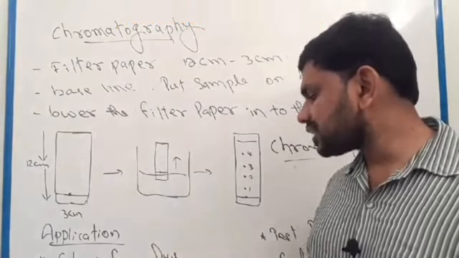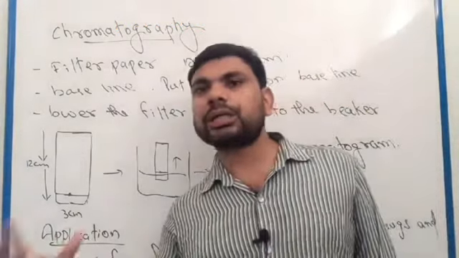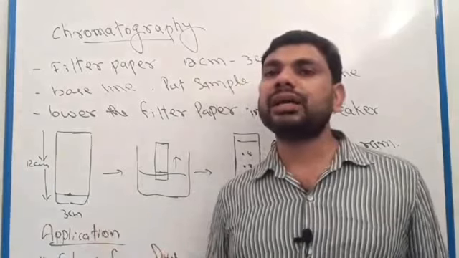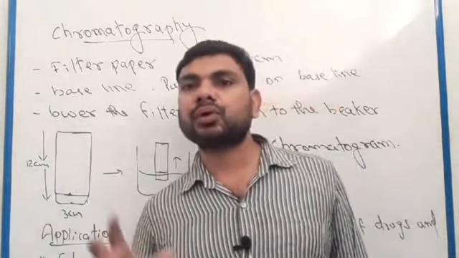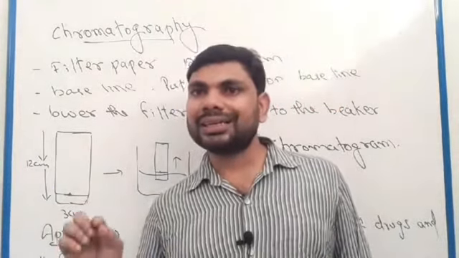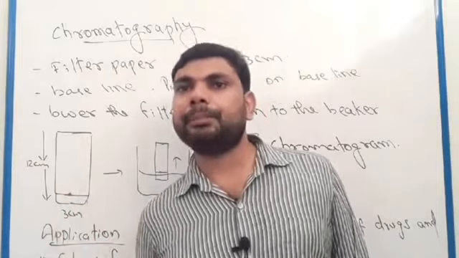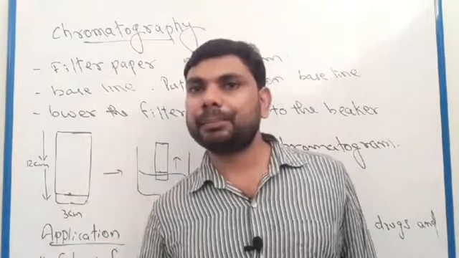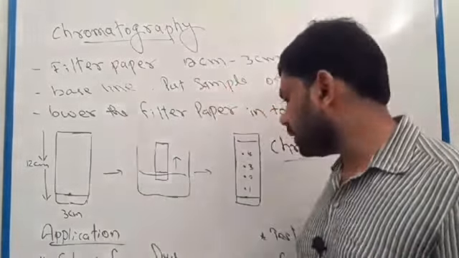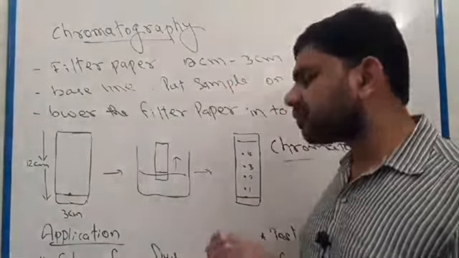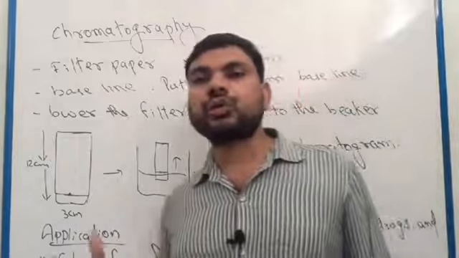Okay, pigments from natural colors which contain different pigments. For example, chlorophyll contains a natural pigment, the green pigment. We can separate this pigment with the help of chromatography. Okay, so these are the different applications of chromatography.